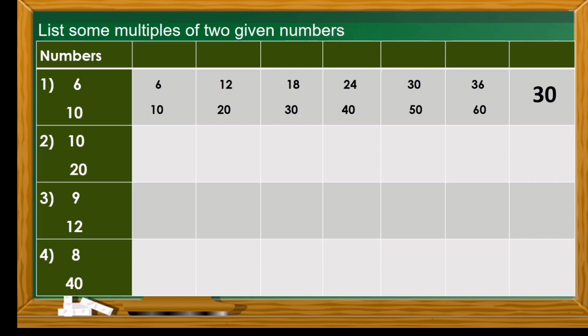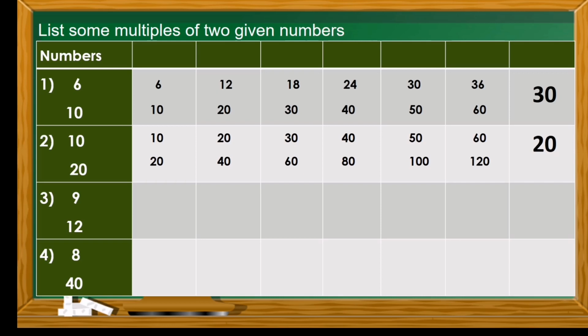And number 2, we have 10 and 20. In 10, we have 10, 20, 30, 40, 50, and 60. And in 20, we have 20, 40, 60, 80, 100, and 120. So what is the smallest common in these multiples of 10 and 20? Yes, it is 20.